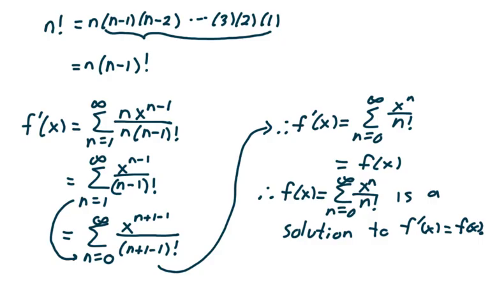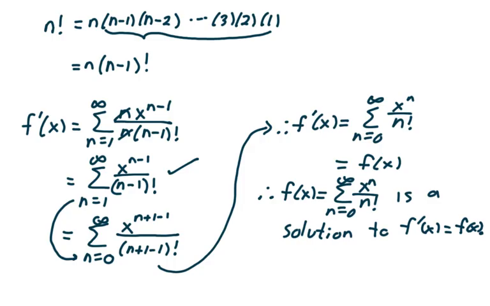So what does that mean? f prime of x is the summation from n equals 1 to infinity of n x to the n minus 1 divided by n times n minus 1 factorial. So notice how the n's cancel and we get the summation from n equals 1 to infinity of x to the n minus 1 divided by n minus 1 factorial.